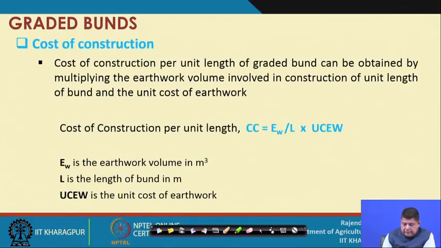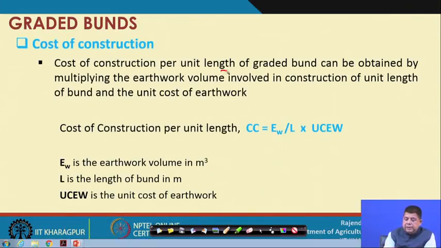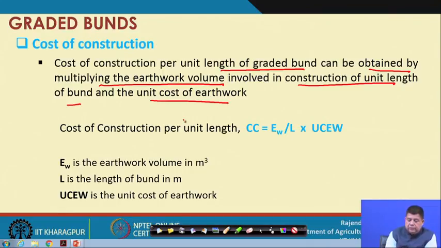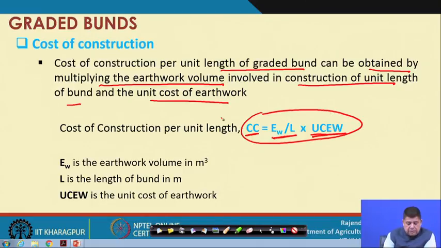The cost of construction per unit length of the graded bund can be obtained by multiplying the earthwork volume involved in construction of unit length of bund and the unit cost of earthwork. So, if the unit cost of earthwork is UCEW, then the cost of construction per unit length will be EW by L, that is the earthwork per unit length, times the unit cost of earthwork. Using this we can calculate the total cost of construction also.